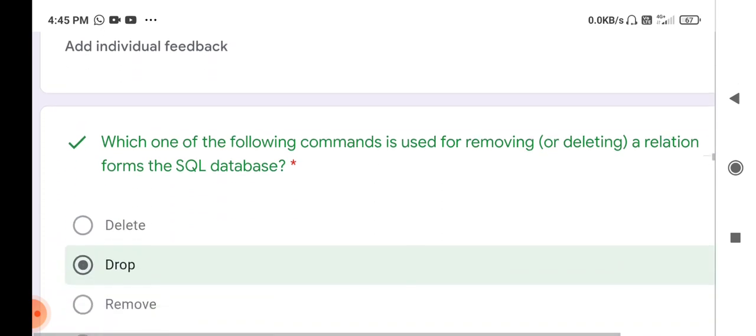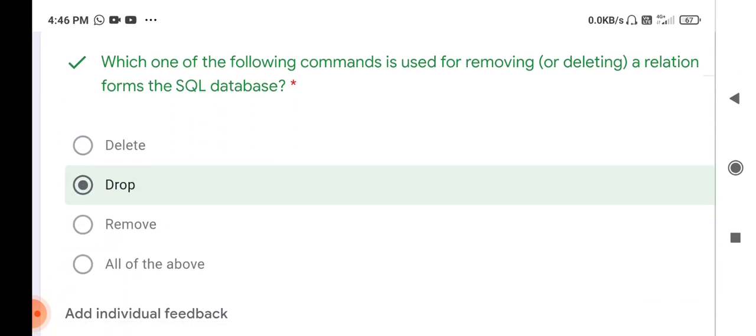Next question is, which one of the following commands is used to remove a relation from the SQL database? In SQL database there are three commands used: delete, drop and remove. You must know the concept of these commands. Delete means deleting the complete table in your database, and drop means deleting the relations of that particular table with other tables also, the complete relations. The question asks to delete a relation from the SQL database, so for removing a relation you should use the drop command.